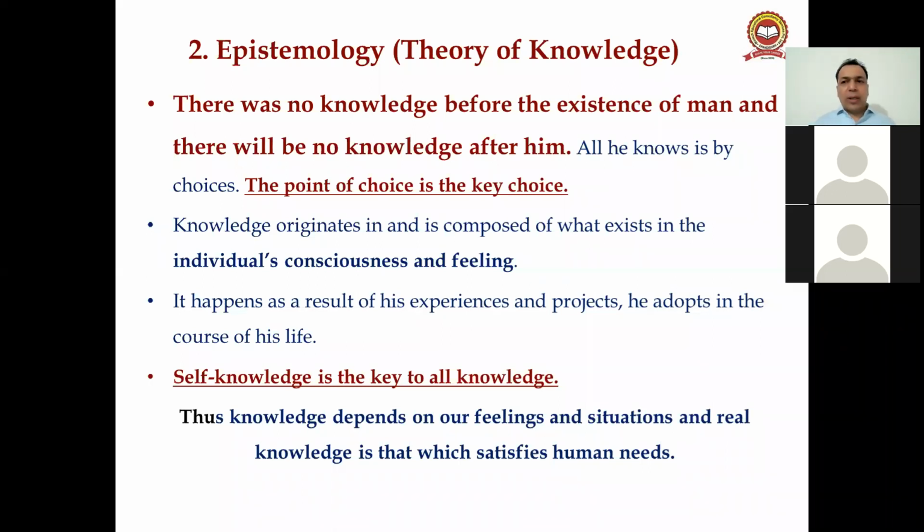They say that knowledge comes from an individual's consciousness and feeling. It happens as a result of his experience and the projects he adopts in the course of his life. Whatever experience he gets now becomes the knowledge. They are not accepting any kind of spiritual knowledge. Self knowledge is the key to all knowledge. Thus, knowledge depends on our feelings and situation, and real knowledge is that which satisfies human needs. So they put more emphasis on the individual's freedom and individual choice.